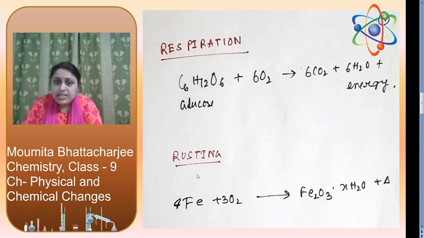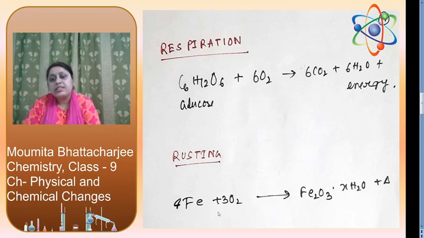Another oxidation process is rusting. What is rusting? When iron is kept in the open atmosphere, after some days you will notice that a fluffy brown colored substance coats the iron metal. This fluffy brown substance is known as rust. Rust is nothing but iron oxide, ferric oxide. Iron combines with oxygen in the presence of water to form iron oxide. This is also an oxidation reaction.